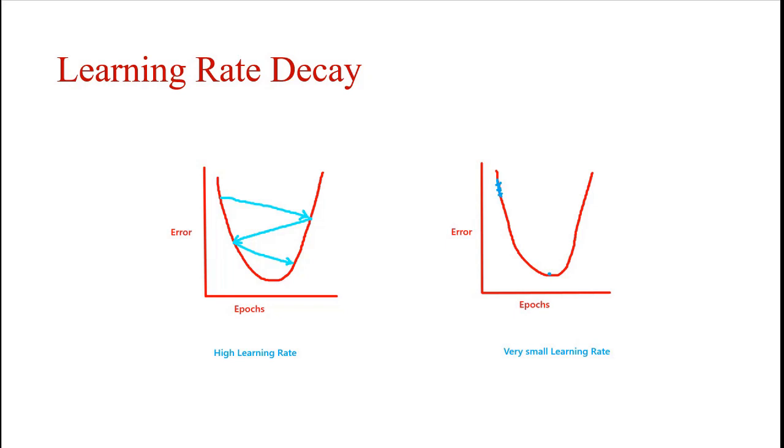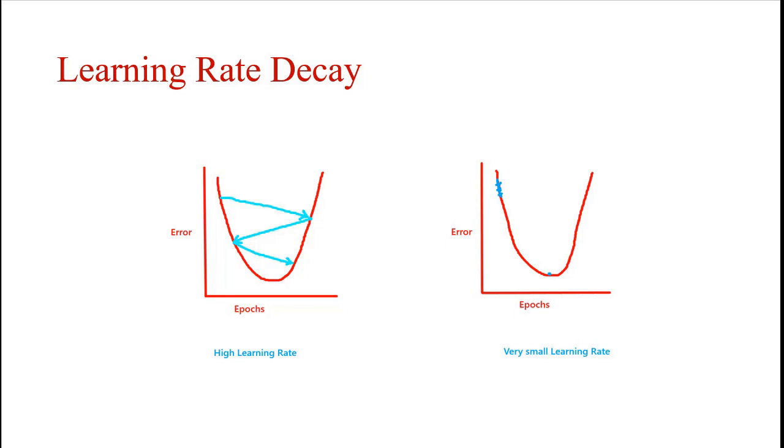And if we are using a very small learning rate, then it will take a huge amount of time to reach the convergence point. But if we are far away from the convergence point, then we require a high learning rate, and if we are closer to the convergence point, then we have to reduce the learning rate to a smaller value. So using a fixed learning rate will not solve this problem. In order to get more advantage, we have to use learning rate decay. Learning rate decay enables us to change the learning rate with each epoch.